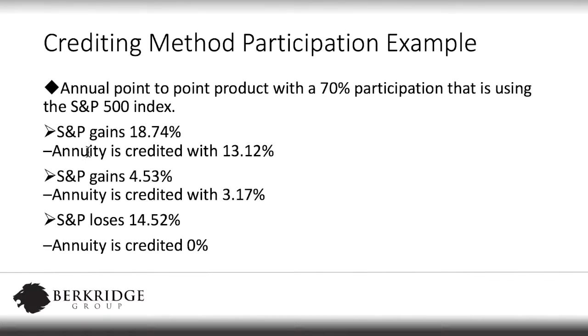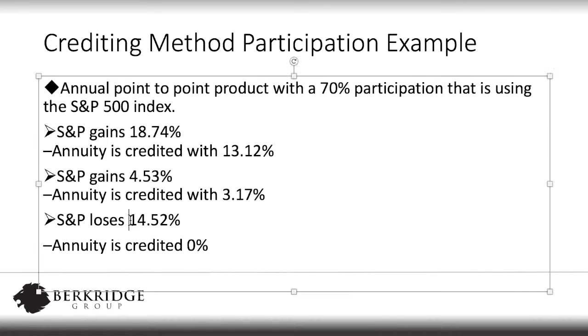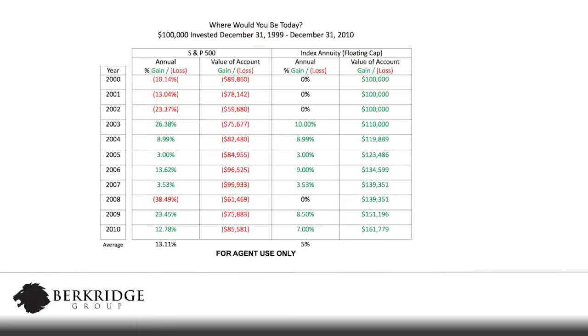Par rate example. 70% par, everything underlying is the same. So we get 70% of this, we're credited 13. We get 70% of that, we're credited 3.17. We get 70% of that, well, it's actually a negative value, so we are credited 0 because of our floor.